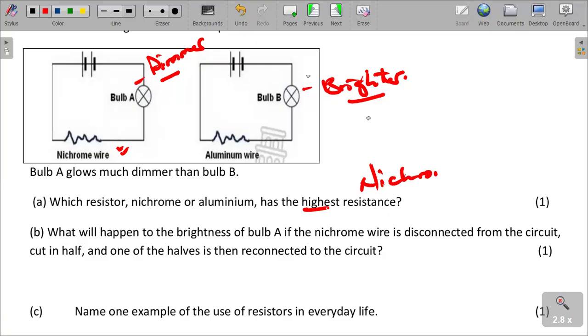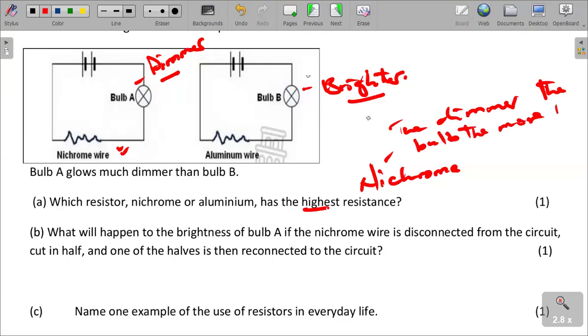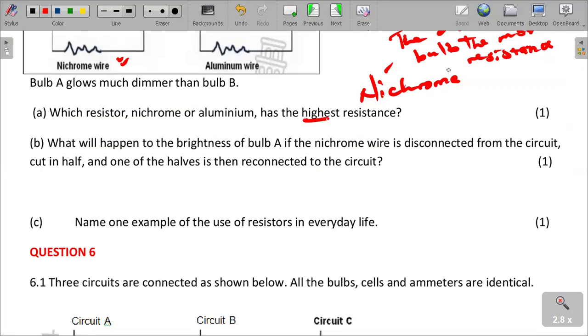The nichrome is showing, by the amount of light, the amount of electricity that is reaching the bulb. So we are saying the dimmer the bulb, the more the resistance. The dimmer the bulb, the more the resistance. That is one thing that we need to take note of. And then we go again.